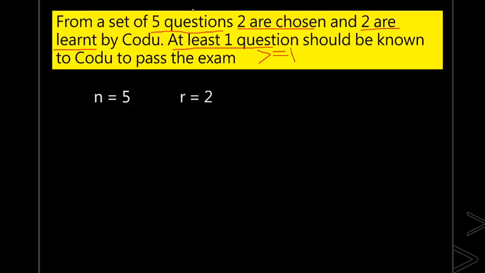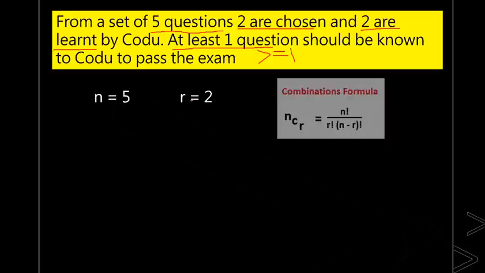What do we know already? N is 5. From these 5 questions, we are going to choose 2 questions. So our r value is 2. Don't directly calculate it as 5C2. If you directly calculate 5C2, what does it indicate? Total number of possibilities. So first we'll calculate the total number of possibilities. I have n is 5, r is 2. What is the formula for nCr? n factorial divided by r factorial into n minus r factorial. We know what factorial is: 5 factorial means 5 into 4 into 3 into 2 into 1.